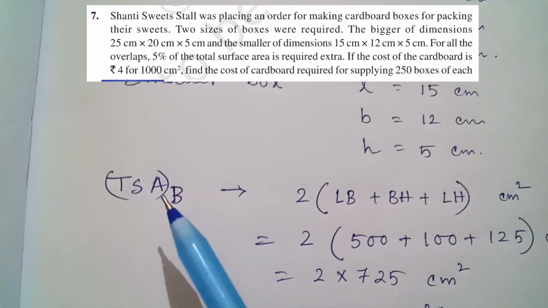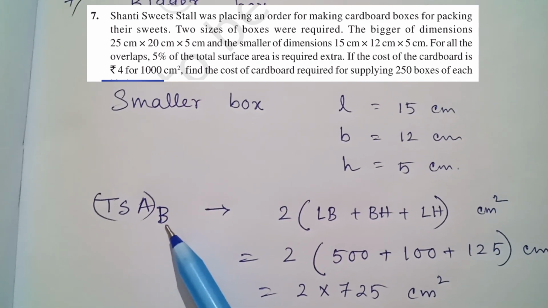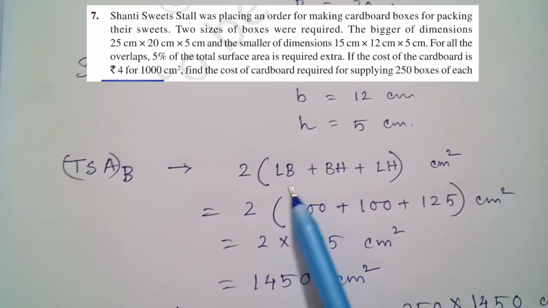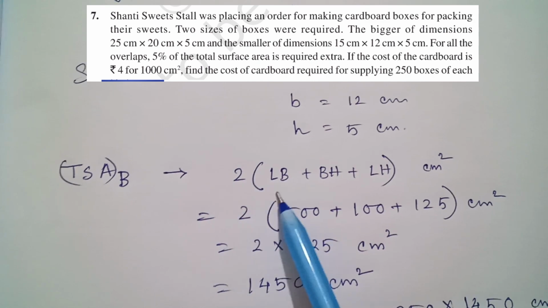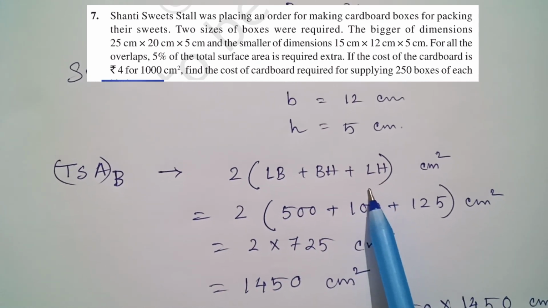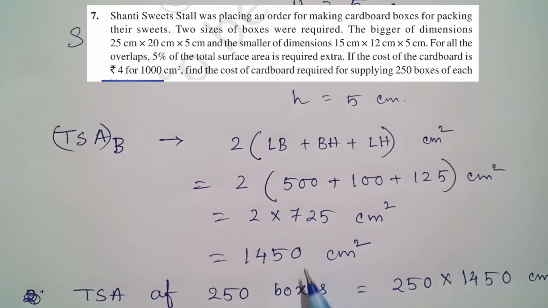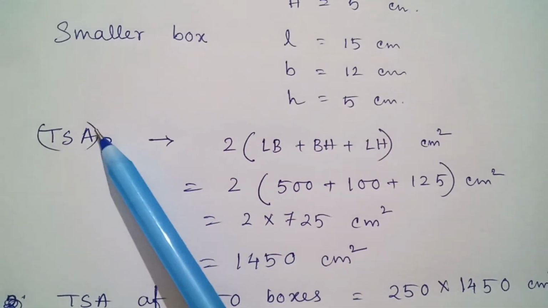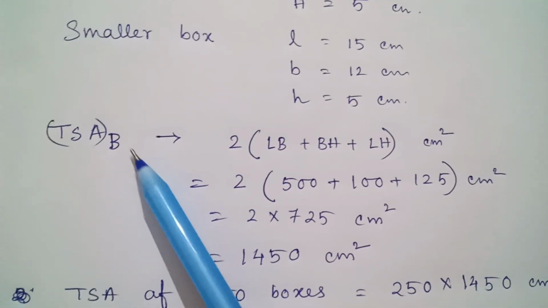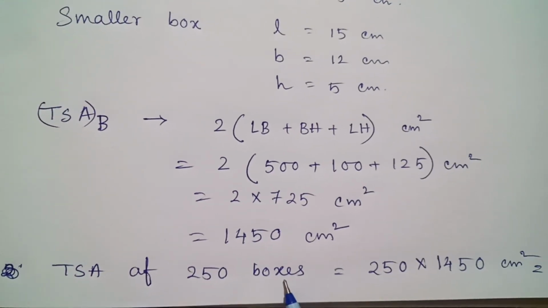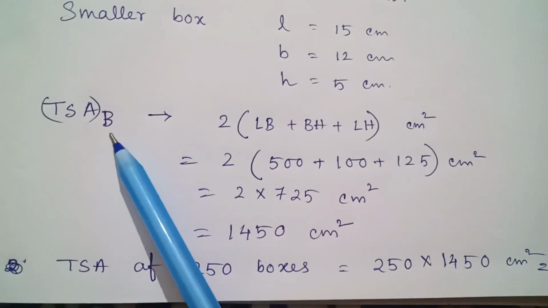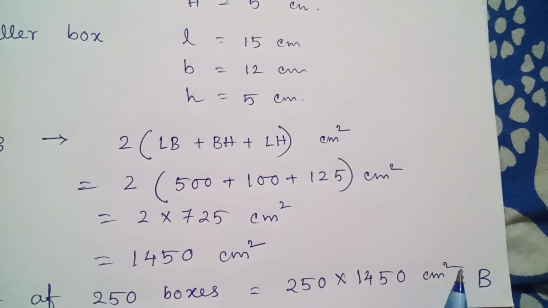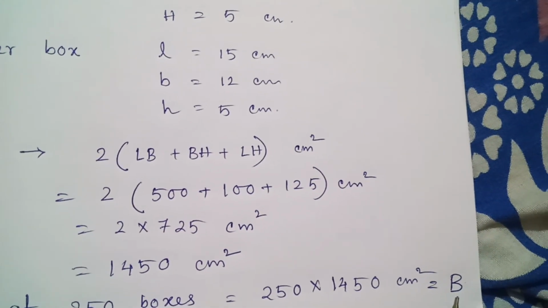Okay. So we will be finding TSA of bigger box. I have written over B so that you can understand it properly. TSA of the bigger box, and we have just applied the formula of total surface area in this way, and I have done the calculation, and we have got 1450 centimeters square. That is TSA of one bigger box. Now TSA of 250 big boxes will be 250 into 1450 centimeter square. I am giving it as B.